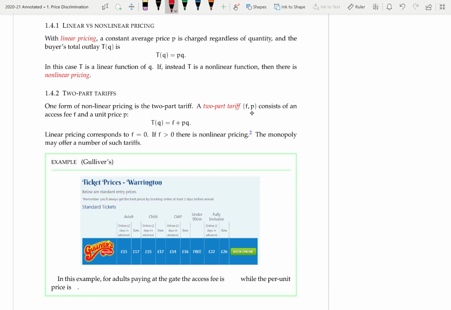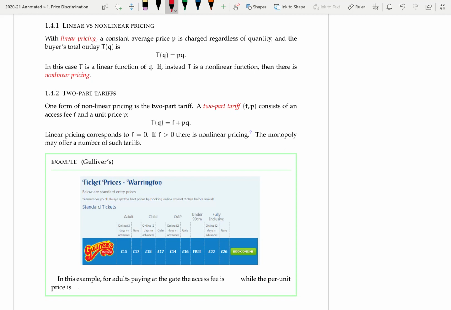A two-part tariff consists of two parts. The first part, F here, is an access fee, and that's like a fixed cost. In order to buy anything at all, someone has to pay F. And then for each extra unit they buy, they pay P. So P is like the marginal cost. So the total outlay under a two-part tariff is the access fee plus the price per unit times the quantity they buy. I should note this is only the total outlay if Q is positive. If Q is 0, then the total outlay is 0. They don't pay the access fee.